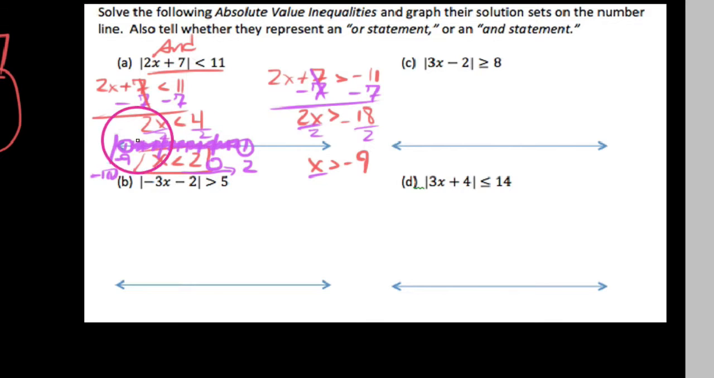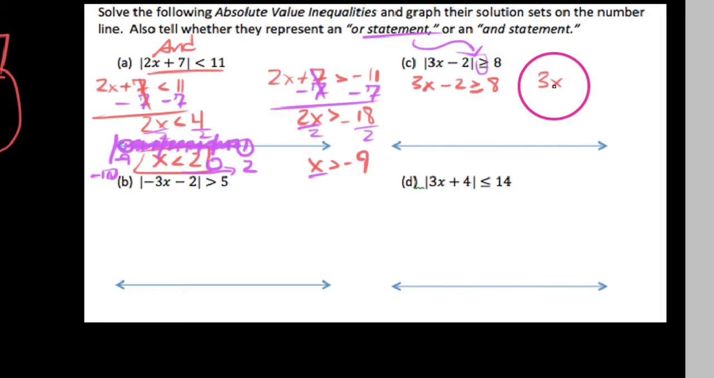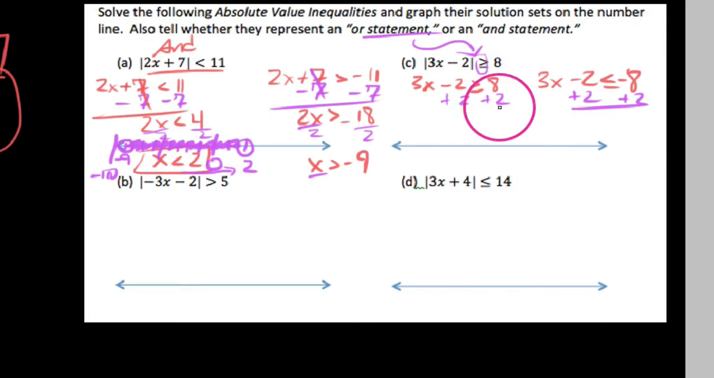And really quickly, I just want to see one "or" inequality. What if we were to come over here, and you'll notice right off the bat we have greater than. Absolute value is greater than some positive value. Again, we're going to rewrite this two ways. We have 3x minus 2 is greater than or equal to 8. Again, nothing changed. We say 3x minus 2 is less than or equal to negative 8. So here we go. We add 2 to everybody. I'm going to leave these last two examples down here for the viewer.